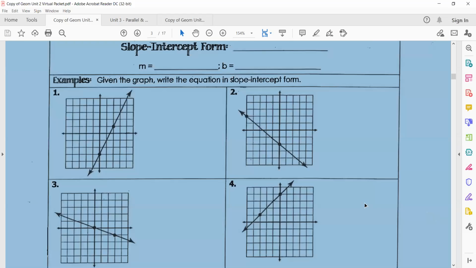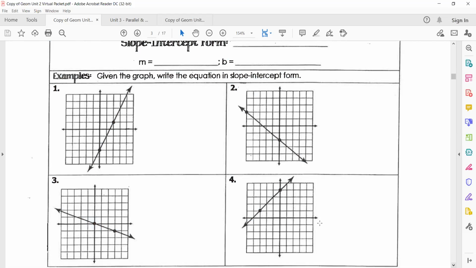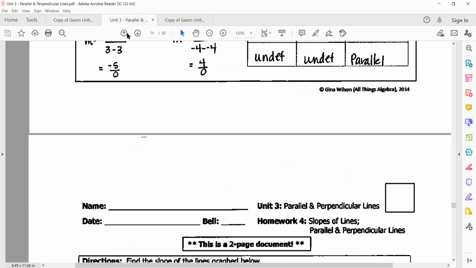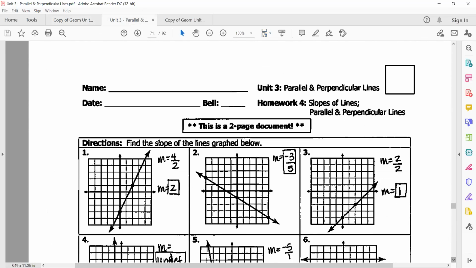And because you have the graph, it's easy to find the slope by doing the counting. Rise, let's see, number 4, rise 1, 2, 3, run to the right, 1, 2, 3. 3 over 3 is equal to 1, slope of 1. So my y-intercept here is 4. So that equation would be y equals x plus 4. So that's what all these problems on this page are like.